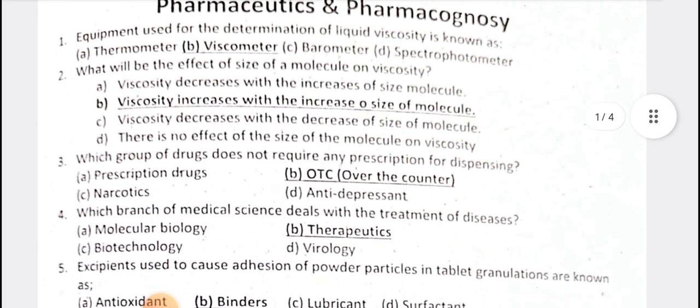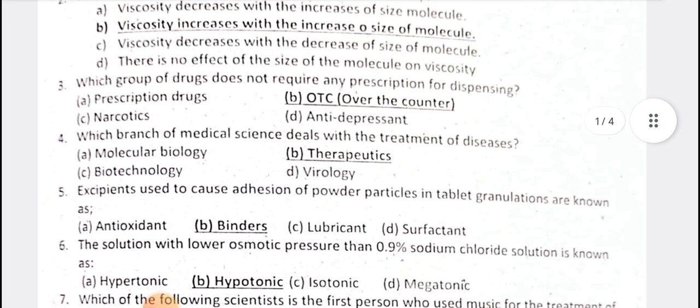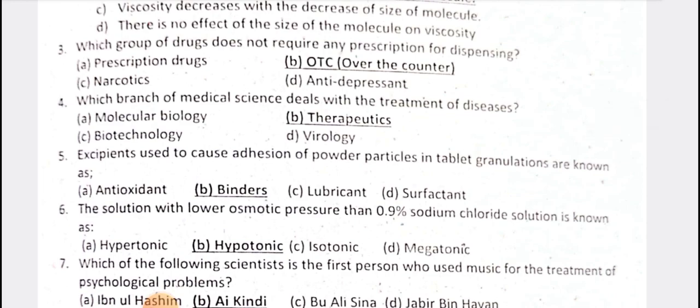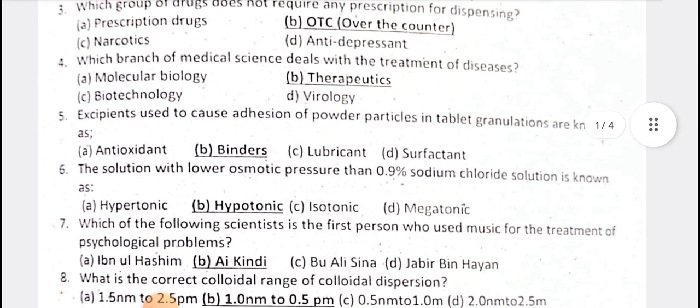Number third, which group of drugs does not require any prescription for dispensing? OTC, over the counter. Which branch of medical science deals with the treatment of diseases? Therapeutics. Excipients used to cause adhesion of powder particles in tablet granulation are known as binders. The solution with lower osmotic pressure than 0.9% sodium chloride solution is known as hypotonic.